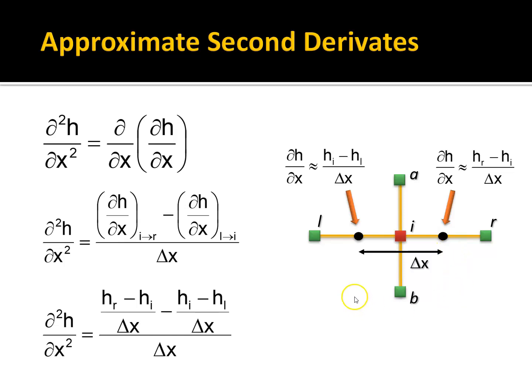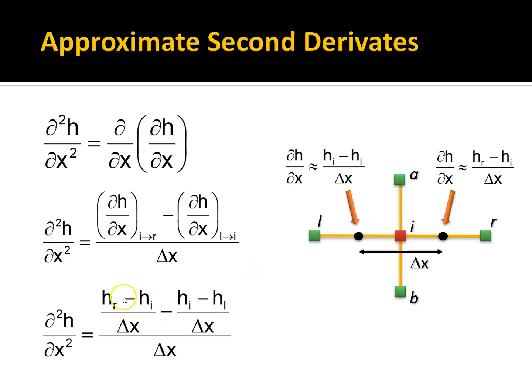So if we want to approximate the second derivative as you go in the horizontal direction, you take this derivative on the right, HR minus HI over delta x right here, and subtract the derivative on the left, and then divide that by delta x, and you've approximated the second derivative. Again, the second derivative in a particular direction is how the first derivative changes. So the ending first derivative minus the starting first derivative divided by delta x. So that's represented over here.